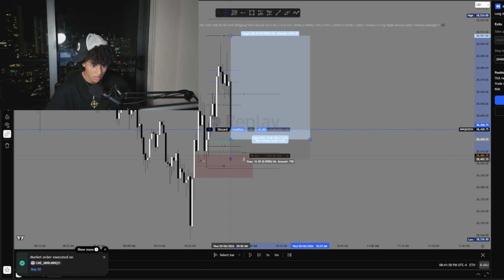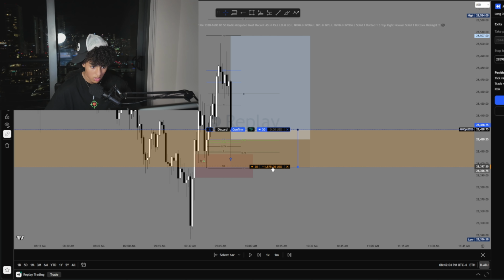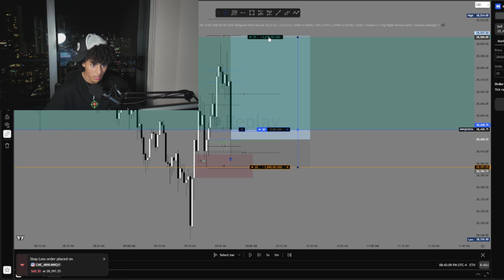We want to see price continue going higher. In the normal sense, you would put your stop loss at this low right here, which we'll do in this case as a protected stop loss. And we are going to TP at -4. So now we have this trade right here.